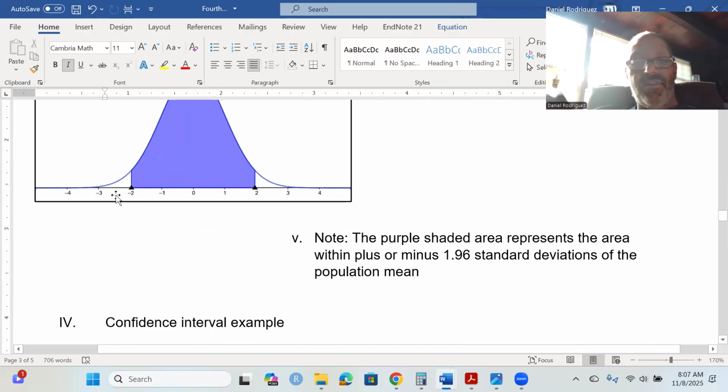0.025 plus 0.025 is 0.05. So we keep our 5%. But what that'll do is move my critical value from 1.645 to 1.96, moving it further away from the mean, making it more difficult for me to reject the null hypothesis.